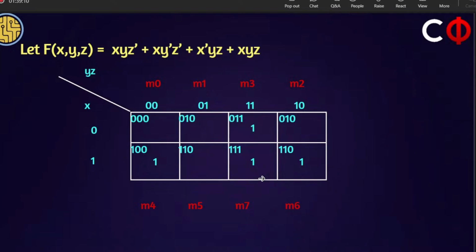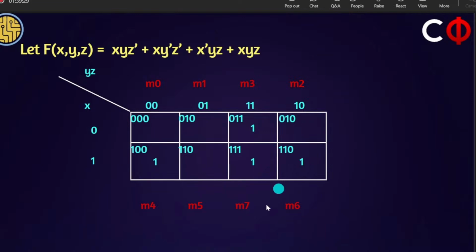And then I'll have to group them together. That is the next step, right? So how is this grouping done? Grouping is done in powers of 2. And I'll always have to ensure that the maximum number of terms are grouped together. If there was one more 1 here, right, I could always have gone forward and grouped all 4 together and been done with it.